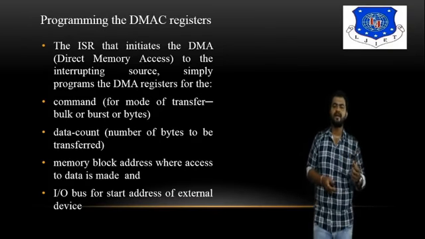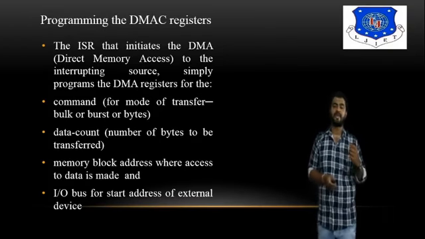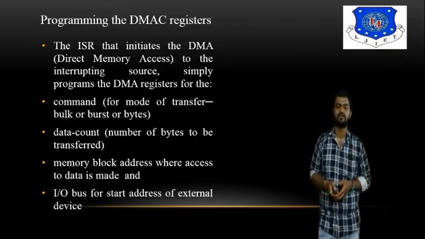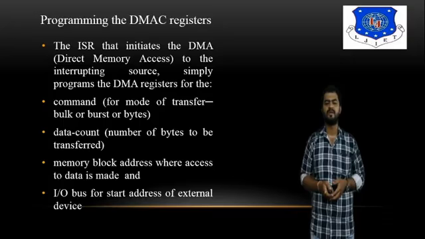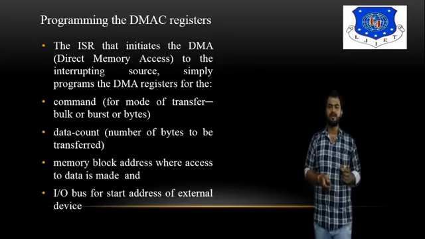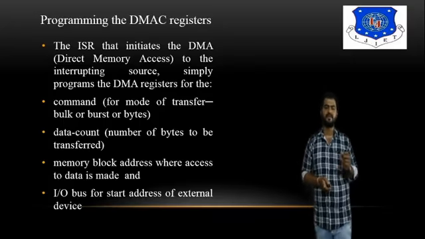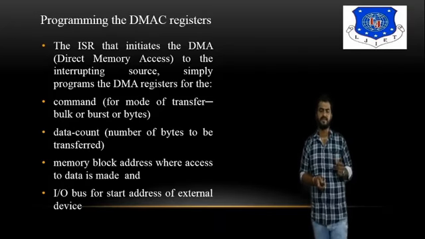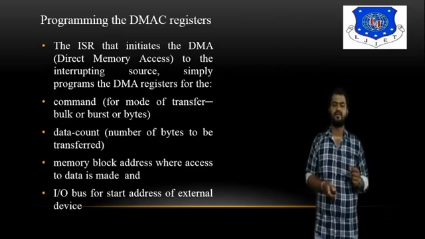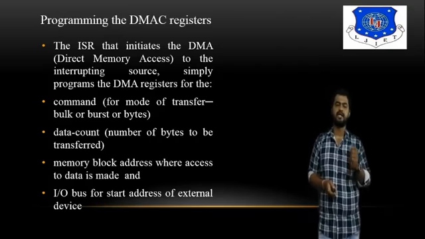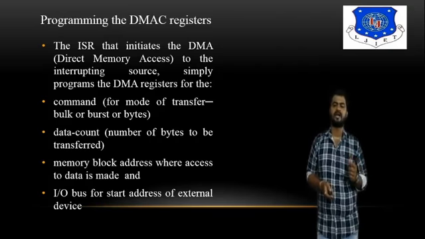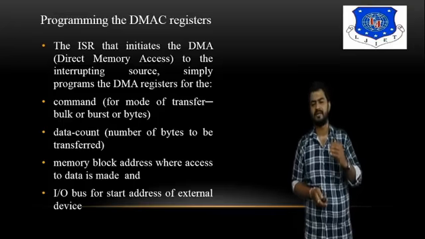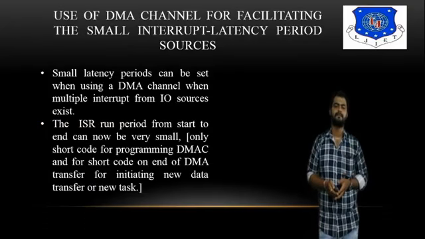Now, programming the DMAC register: how can you program the direct memory access controller? The ISR that initiates the DMAC, meaning the direct memory access, is triggered by the interrupt source. Simply program the DMA registers for that: the command mode of transfer, bulk or burst of bytes; the data count, meaning the number of bytes to be transferred; the memory block address, where the address of the data is stored; and the IO bus address for the start addressing of external devices. So basically we program the direct memory access controller like this.